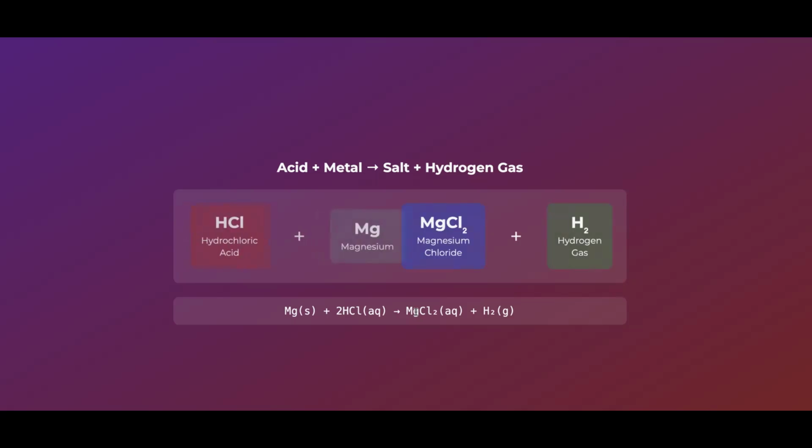Not all metals react with acids at the same rate. More reactive metals like potassium, sodium, and magnesium react vigorously, while less reactive metals like copper and silver react slowly or not at all. This reaction is used in various applications, including metal cleaning and hydrogen gas production.